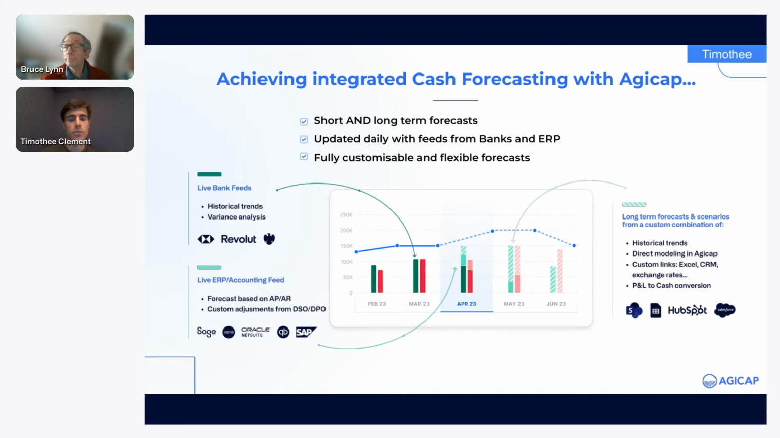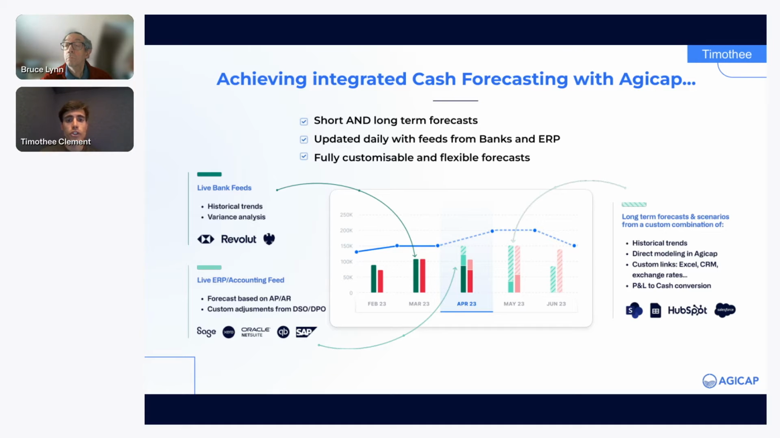data in Agicap. So on the left, you have three shades of colors in this cash flow: three shades of green, three shades of inflow, three shades of outflows in red. The dark shade, what you see on the left, are the actuals, what's already been paid and that we collect straight from the bank. So we'll bring in the bank balances and the bank transactions on a daily basis to automatically update the actuals and provide the variance analysis or historical trends.